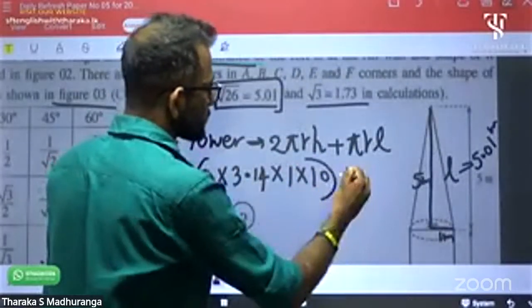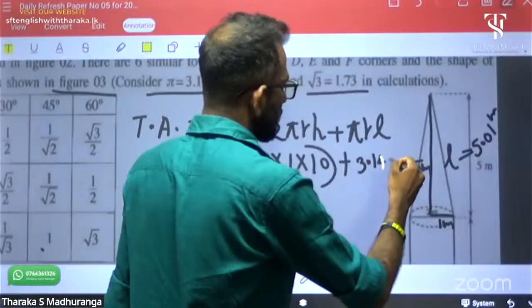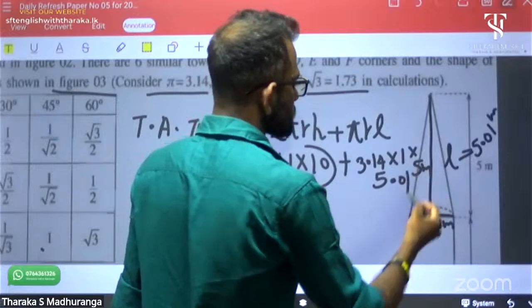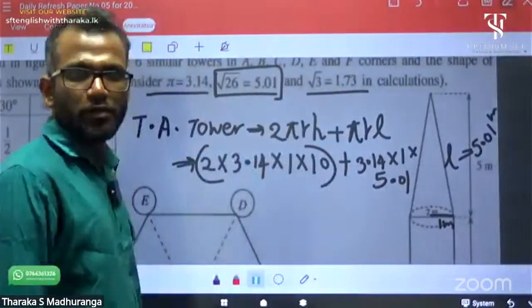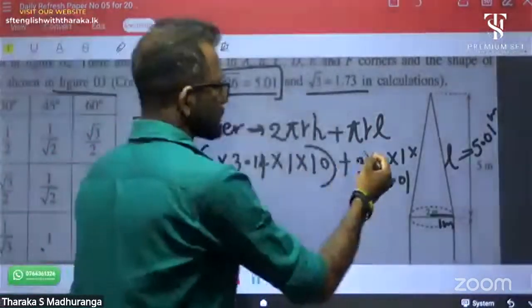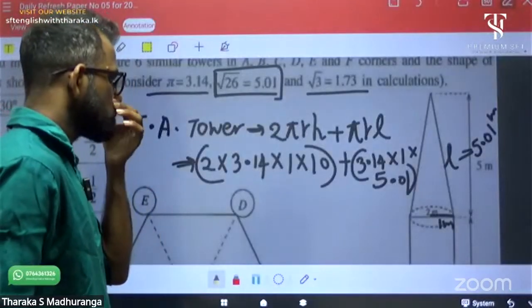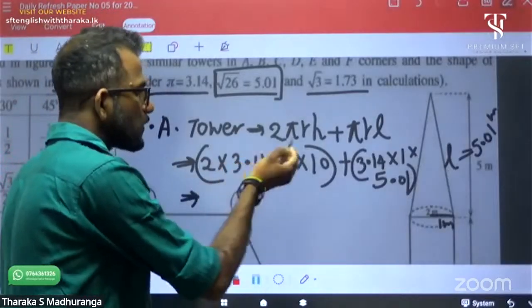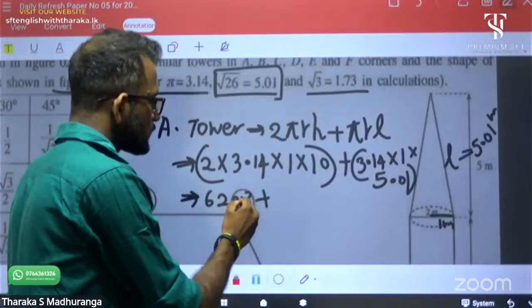Here is the cylinder. Plus 3.14, radius 1, L 5.01. I will erase this one. Now you can get the answer. Very simple. 31.4 into 2 is 62.8.